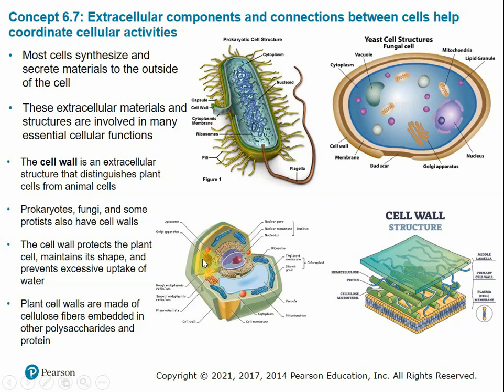So even though the cell walls of a plant cell, a bacteria cell, and a fungal cell are composed of different types of molecules, they're going to serve the same type of function, just an added layer of protection and support and rigidity and structure to the overall cell. So the cell wall in plants is going to help protect the cell inside, maintain the shape, and prevent excessive water uptake. Plant cell walls, which we'll focus on for this chapter, are composed of cellulose fibers.